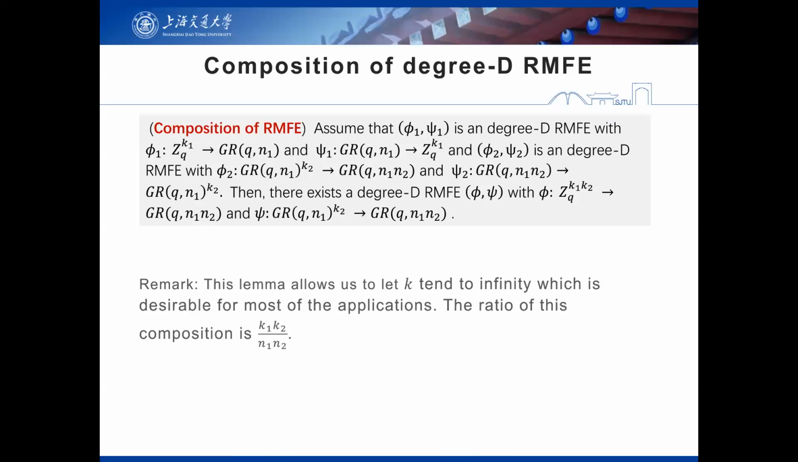This lemma allows us to let k tend to infinity, and here is K1, K2. If we can do it recursively, then it goes asymptotically. The ratio of this composition is K1 K2 over N1 N2.